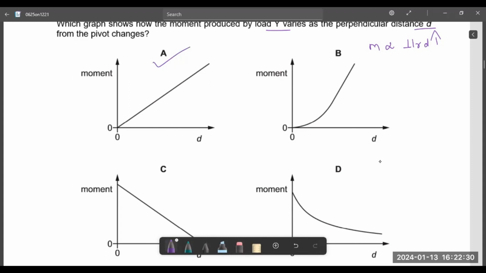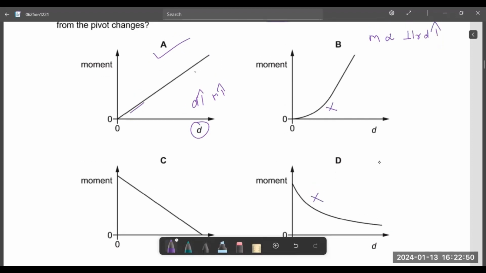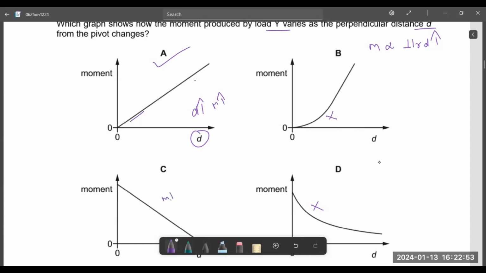In the case of A, we can see the moment is getting increased with respect to distance. As D is increasing, moment is also increasing in a linear manner. So this is the correct choice. Here it is exponential. This is wrong. This is actually exponential decrease. That is wrong. Here we can see the moment is decreasing with respect to perpendicular distance. So here the right choice is A. As perpendicular distance increases, moment also will increase.